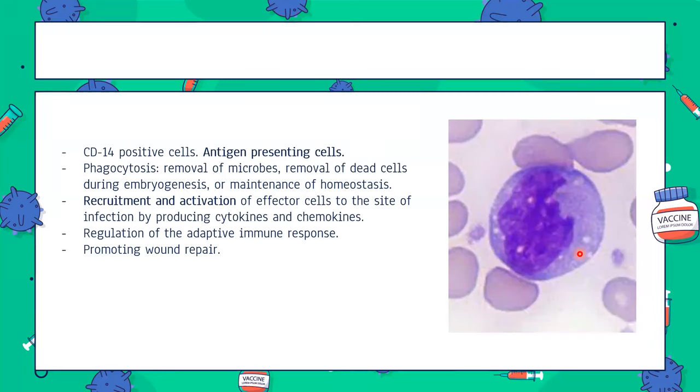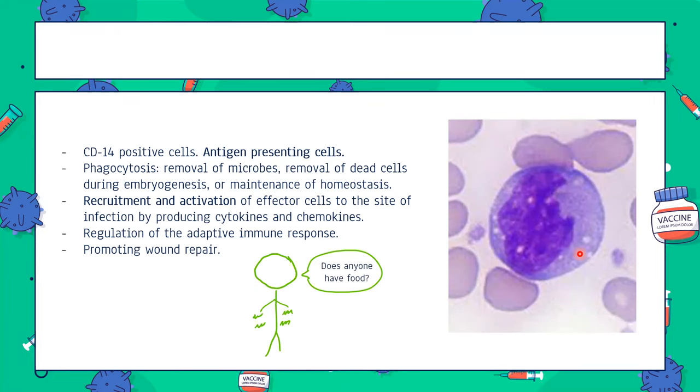It also recruits and activates the effector cells to the site of infection by producing cytokines and chemokines. Cytokines and chemokines are basically very fancy ways of saying attractants, okay? So the way that our body cells communicate with one another is through those attractants, which are cytokines or chemokines. They either secrete them or they respond to them, but they are a very prominent recurring theme that we're going to be looking at. All right. So these types of cells are regulatory of the adaptive immune response and they promote wound repair. Does this remind you guys of anyone?